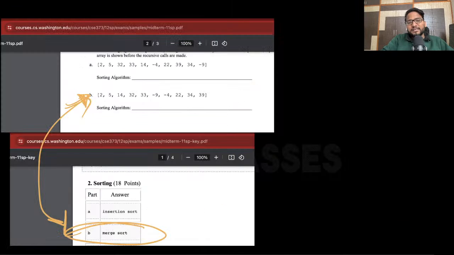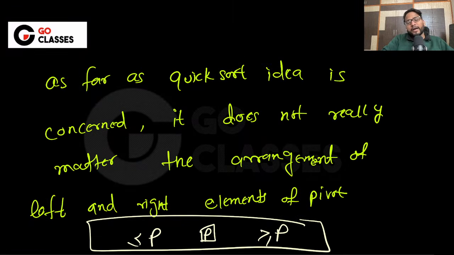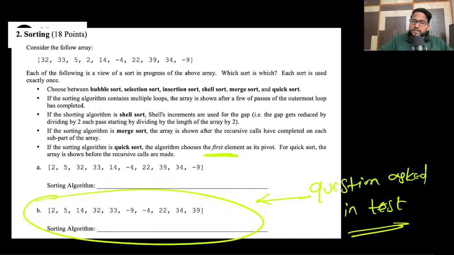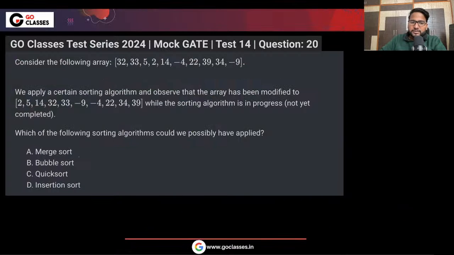So the answer is merge sort and quick sort. But in quick sort, I will mention that if the first element is the pivot, then the answer is merge sort only. So the answer is merge sort only. If quick sort, I will mention quick sort with first element as pivot.